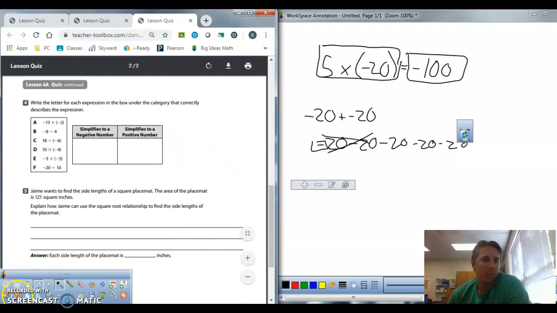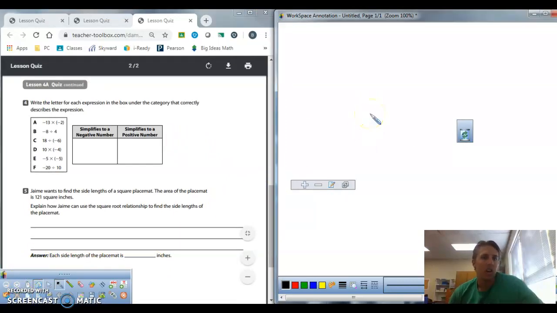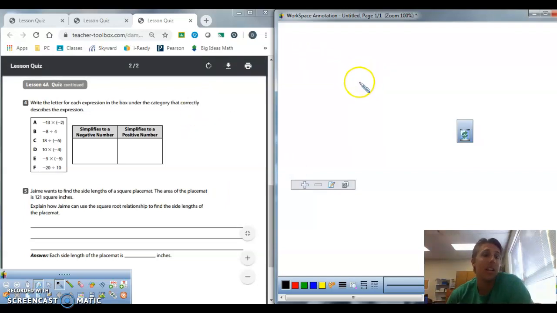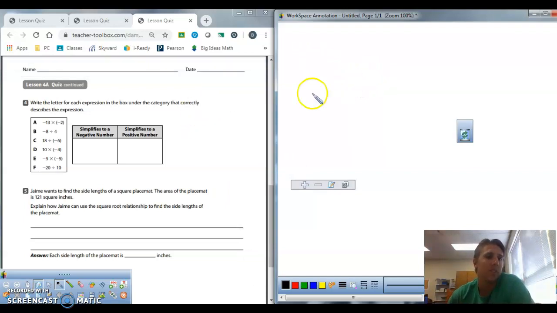Alright, next one, number 4 here. Write the letter for each expression in category and that correctly describes the expression. Okay, so again, a negative times a negative gets you a positive. A negative divided by a positive gets you a negative. Positive divided by a negative gets you a negative. Positive divided or times a negative gets you a negative. Negative times a negative gets you a positive. Negative divided by a positive gets you a negative.